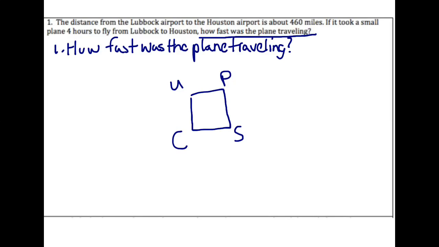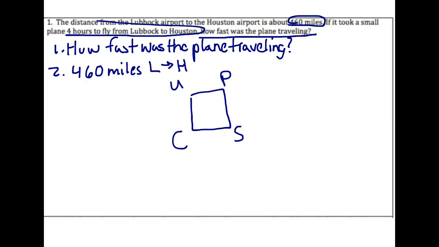Write down important information. So it says from Lubbock to Houston Airport, it was 460 miles. I'm going to circle it and put it down here for number 2, 460 miles. I can even put here L for Lubbock, arrow, and then H for Houston. Other facts, it took 4 hours to fly from Lubbock to Houston. So I'll just draw an arrow coming up here, telling that Lubbock to Houston was 4 hours.